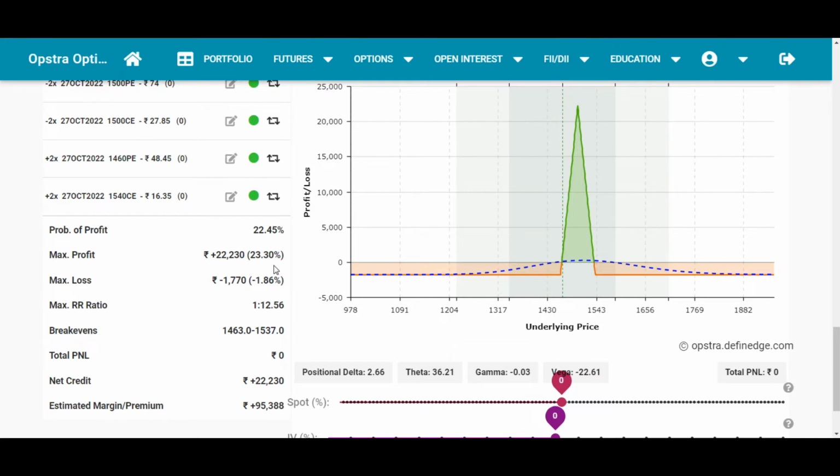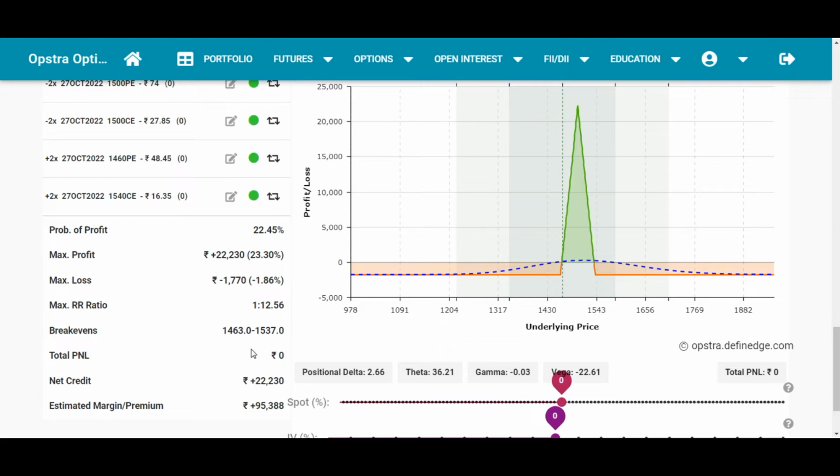This is almost 23.30% on your capital, which will be deploying in this strategy. So the max loss will be 1,770, even if we are trading with the two lots in the Infosys stock options. And here you need to observe the max risk to reward ratio is 1:12.56.